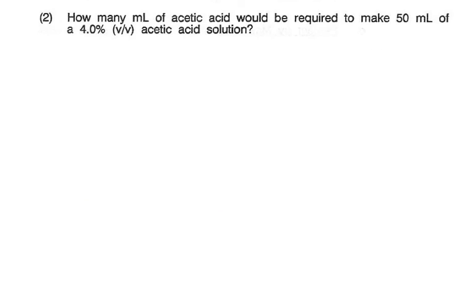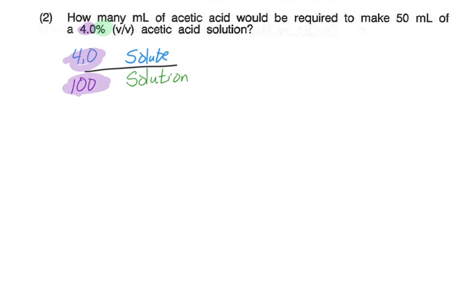And let's try the last one. It says, how many milliliters of acetic acid would be required to make 50 milliliters of a 4% by volume acetic acid solution? So you can identify this as a percent calculation, and that means that the solute goes on top, the solution goes on the bottom, and since we are given the percent, that means that this is going to be a use it type of problem. We're going to go ahead and put that 4.0 on top. We're going to put a 100 on the bottom because it is a use it problem.